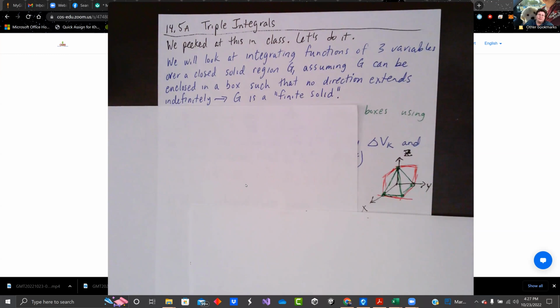We can look at integrating functions of three variables over a closed solid region G, assuming G can be enclosed in a box, so that no direction extends indefinitely. G is a finite solid.